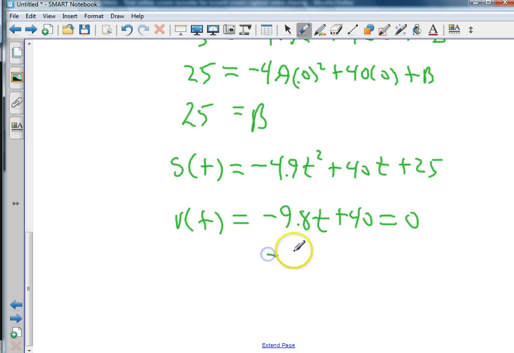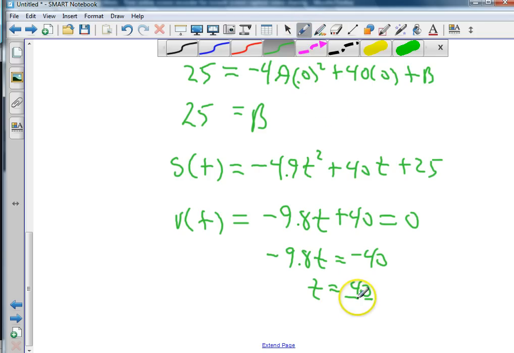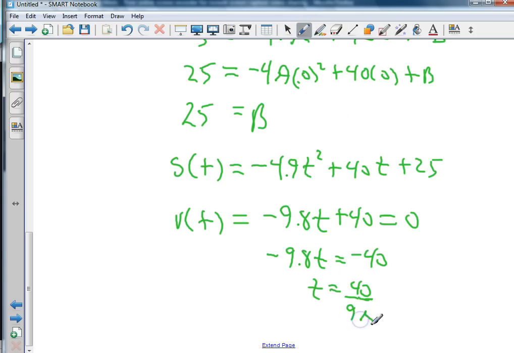Subtract the 40, so negative 9.8t is negative 40. So t is 40 over 9.8, whatever that is. 9.8 is a little bit less than 10. So when you divide 40 by a little bit less than 10, it's a little bit more than 4. How much? 4.08 something? Okay, I'm going to have to round off. I'm going to say this. And this is in seconds.